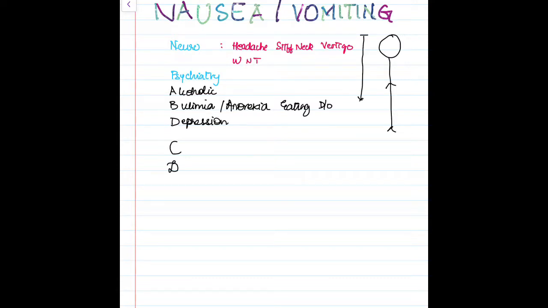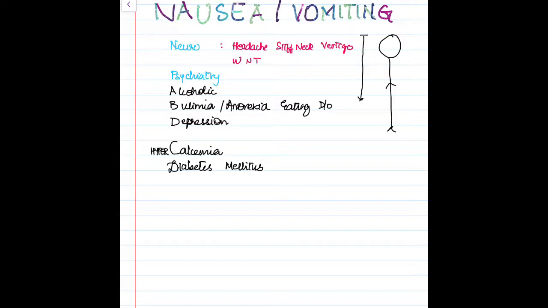Another cause of vomiting is hypercalcemia, and diabetes mellitus. Okay, next, let's go down. Neuropsychiatry is over.